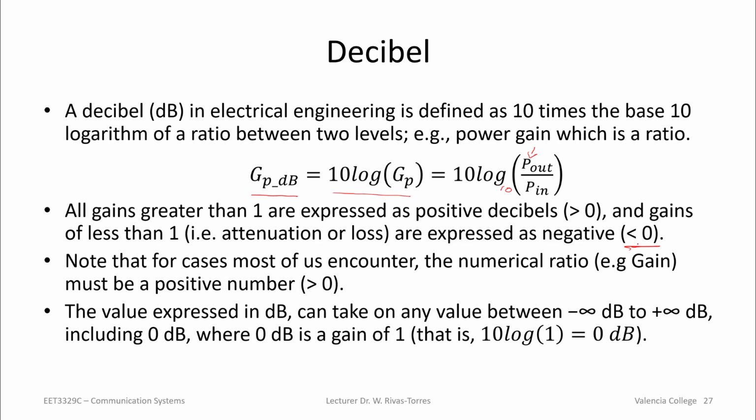0 dB means a gain of 1. Why is that? Because the log base 10 of 1 equals 0. Let me put the 10 here: log base 10 of 1 equals 0. Always remember that. That's why a gain of 1 equals 0 dB.